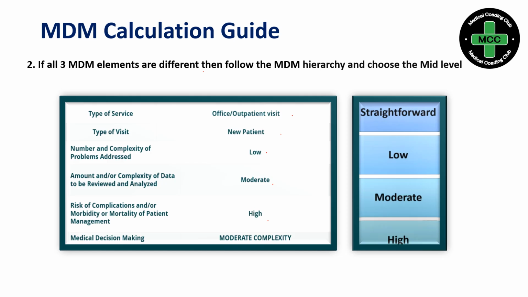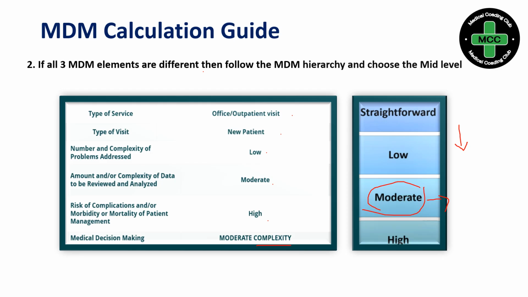So if you see the hierarchy, after low we have moderate and high. Now in this case, between low and high, we have a moderate level. So this will be our average E/M level. So we are going to take our final MDM as moderate complexity.